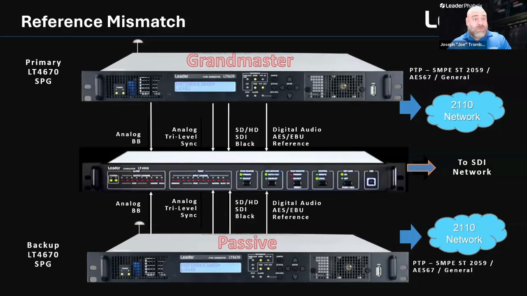So now we're going to look at reference mismatch. The core mismatch problem is that primary and backup SPGs can both output Blackburst, tri-level sync, and PTP into a paired 2110 network. But if their analog and PTP phases are not aligned, redundancy at the device level does not equal reference integrity at the plant level. The danger is thinking that primary and backup are enough, while the actual issue is whether or not both remain phase coherent through a failover event. So you're not just protecting the packet flows, you're protecting cross-domain timing relationships.